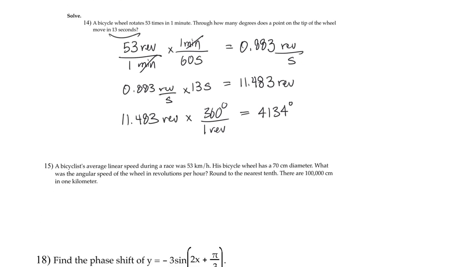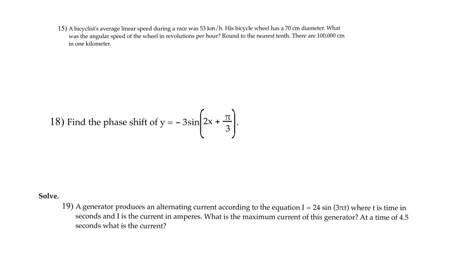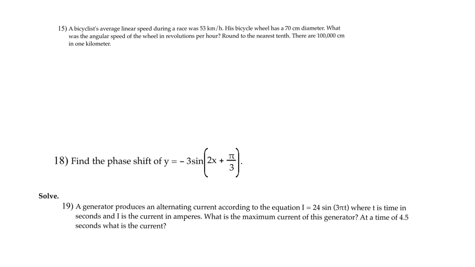Okay, next question. A bicyclist's average speed, linear speed, that's velocity, is that. The diameter is this. I have to get a radius, so I'll cut that in half. 35 centimeters is the radius. What was the angular speed? That's that W, in revolutions per hour. Now I have to be careful with that because the W, when I solve that, is in radians. So I'll have to convert that to revolutions.